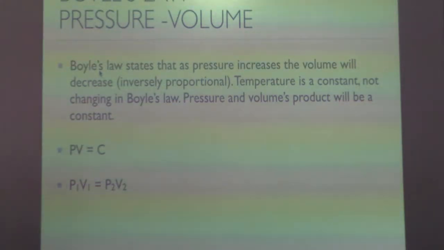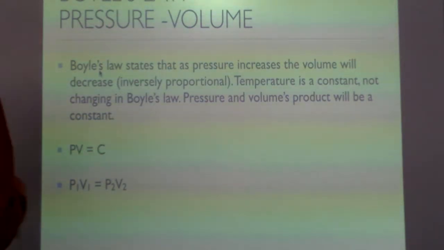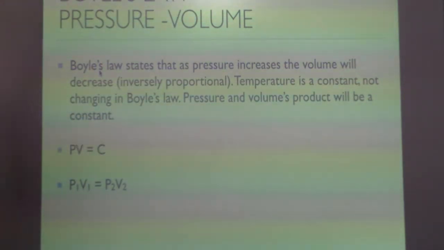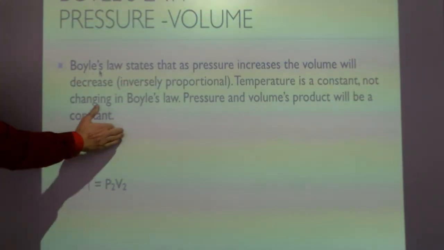pressure increases, the volume will decrease. So if we have a decrease in the volume, we're going to have an increase in the pressure, inversely proportional. When you think about this, it makes sense. If we take a gas, put it in a balloon, and all of a sudden shrink that balloon, with temperature staying constant, the force with which the particles run into the side of the balloon is going to increase. So just know that they are inversely proportional.